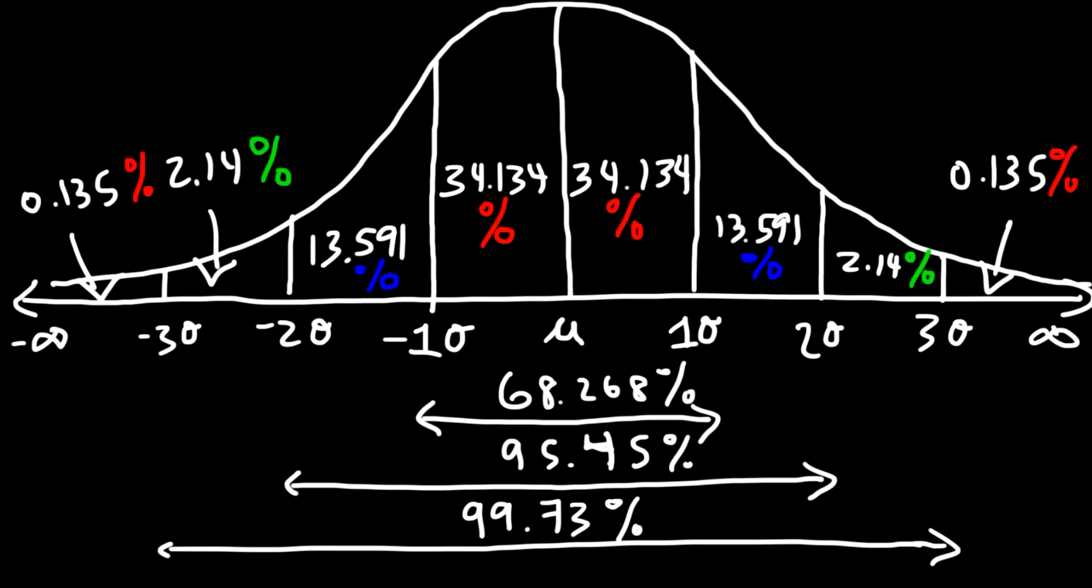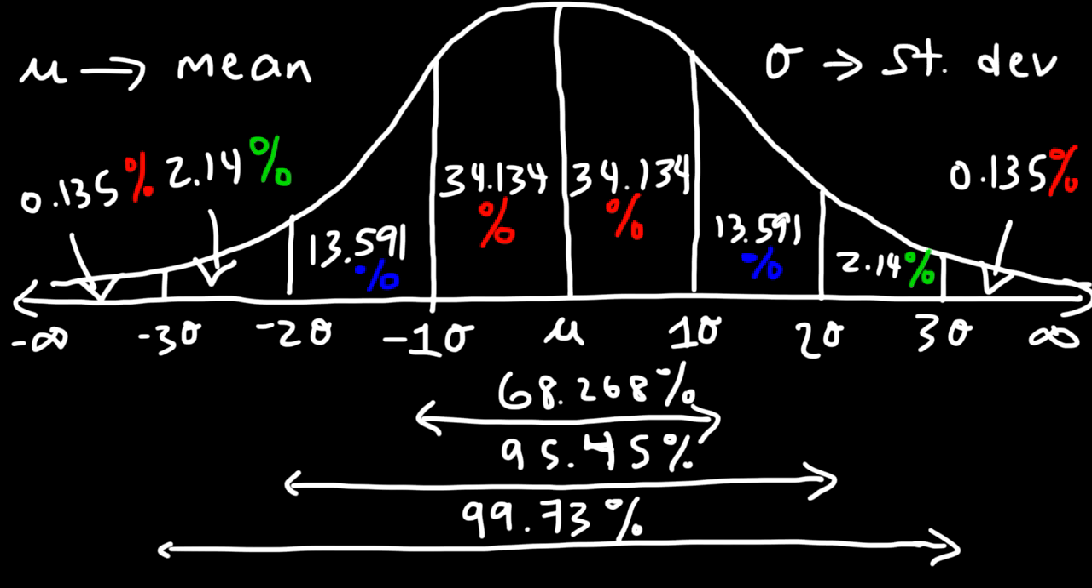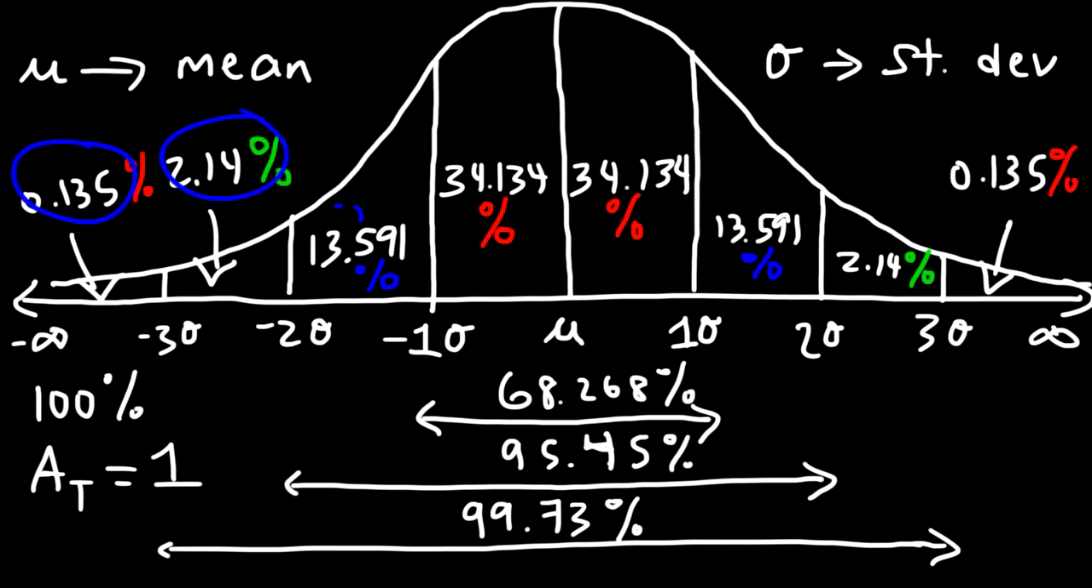Now, it's important to keep in mind that mu represents the population mean. And sigma is the standard deviation. Now, as we said before, the probability of an event happening from negative infinity to infinity is 100%. That's the total probability, which means that the total area of this curve is 1. So if you add up all of these numbers, you should get 100%. And the left side, everything up to here, has to be 50%, which is 0.5 as a decimal.